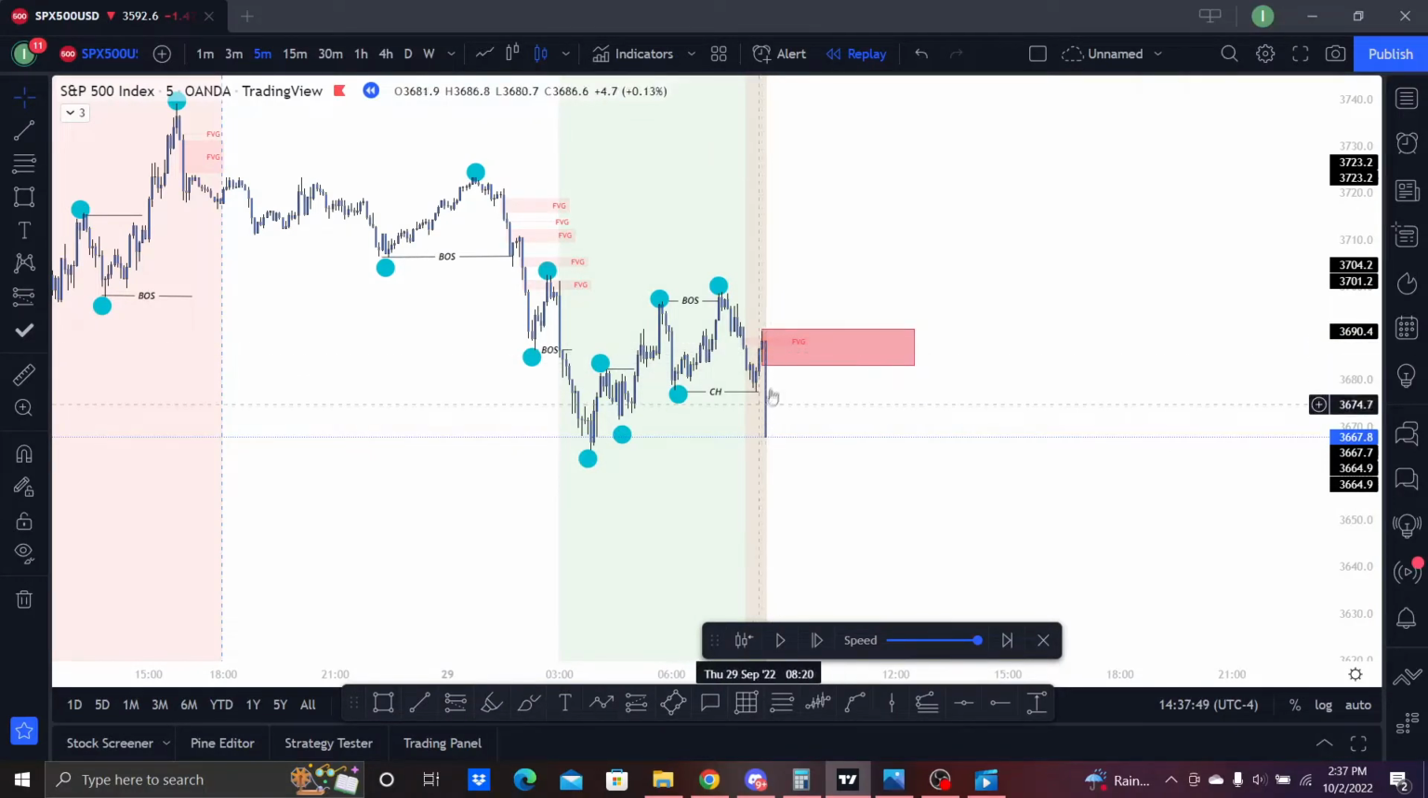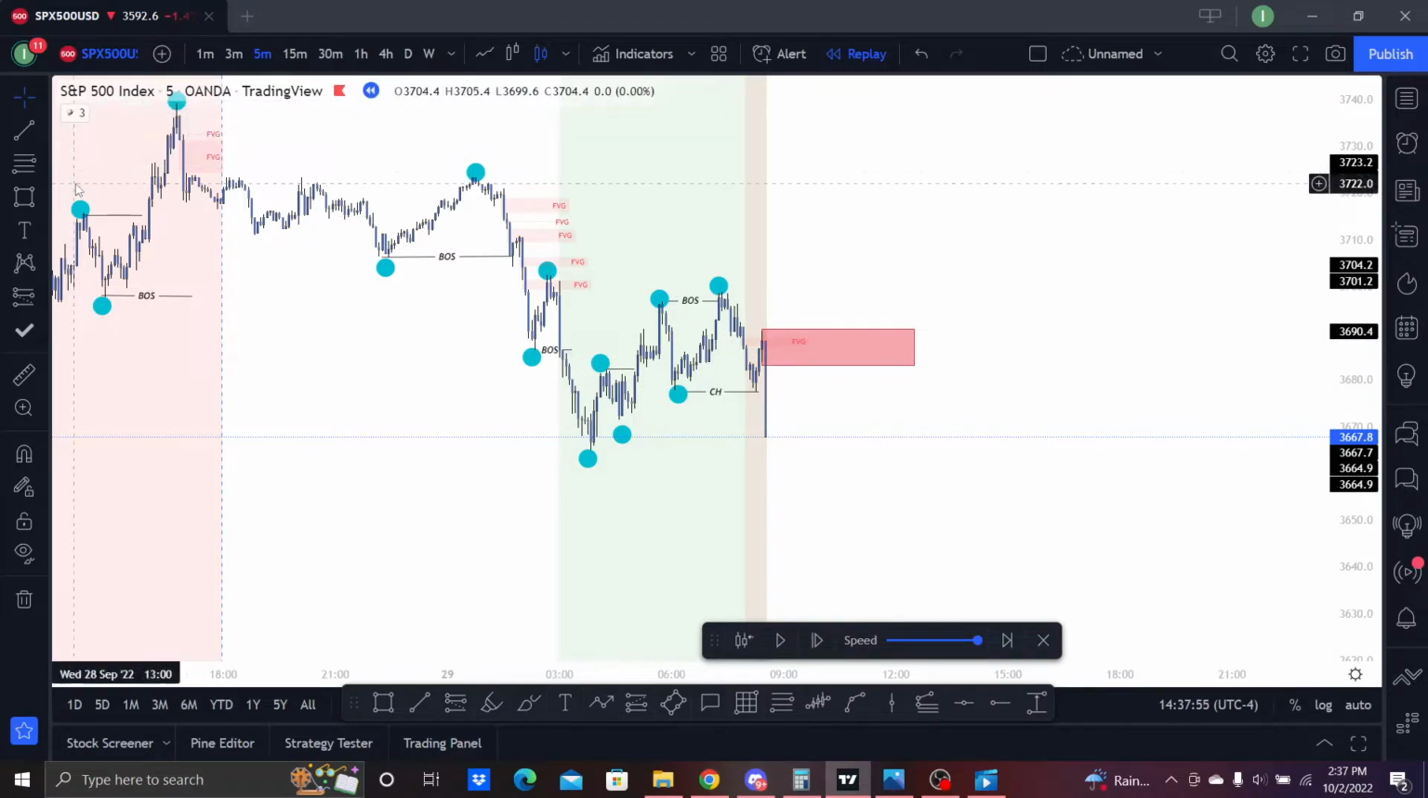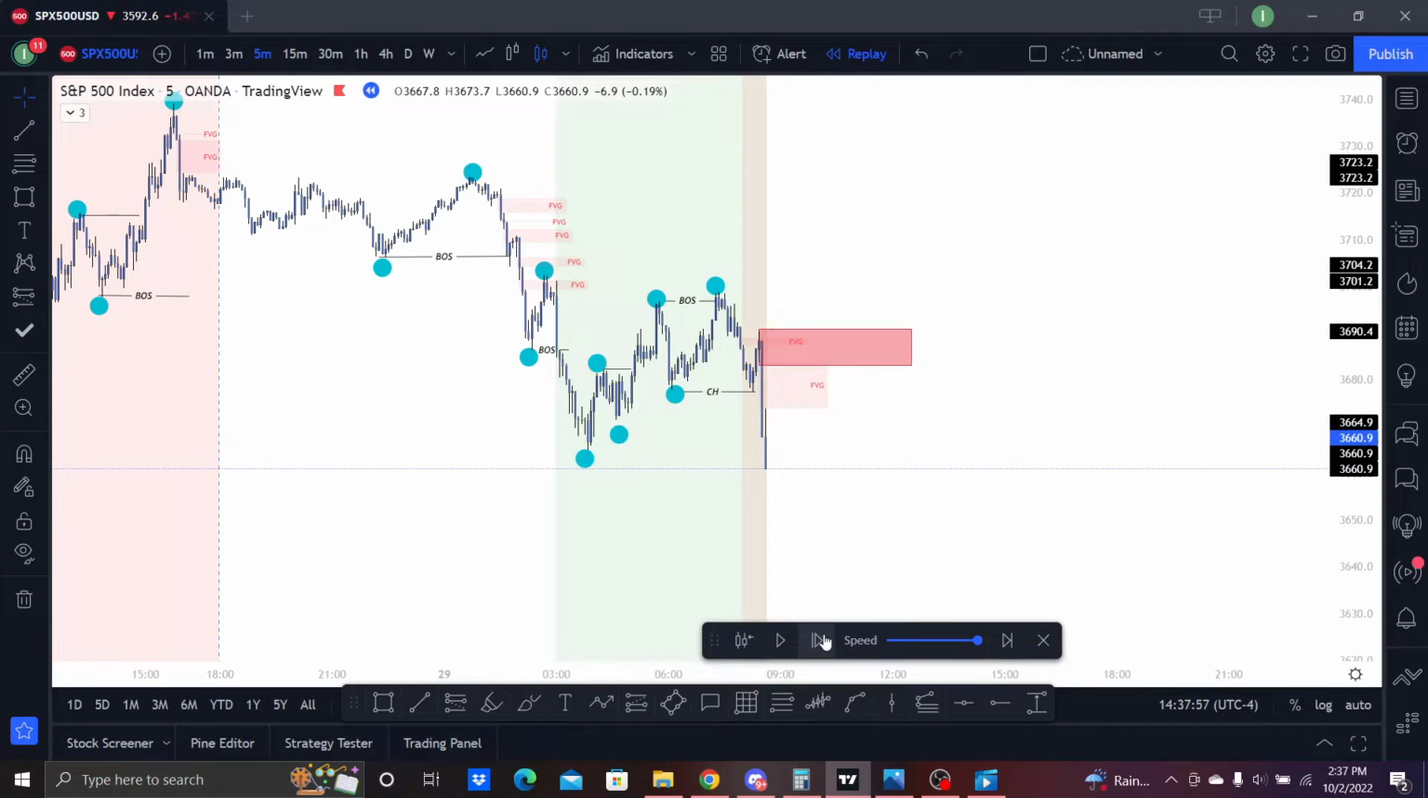Another thing is that it was a fair value gap, so I'm actually gonna replay price. Okay, so price had left a fair value gap right here, or an imbalance. There's multiple names for it. I just call it an imbalance or gap, but price had left this gap right here, so that was confirmation for me that this supply zone was high probability.